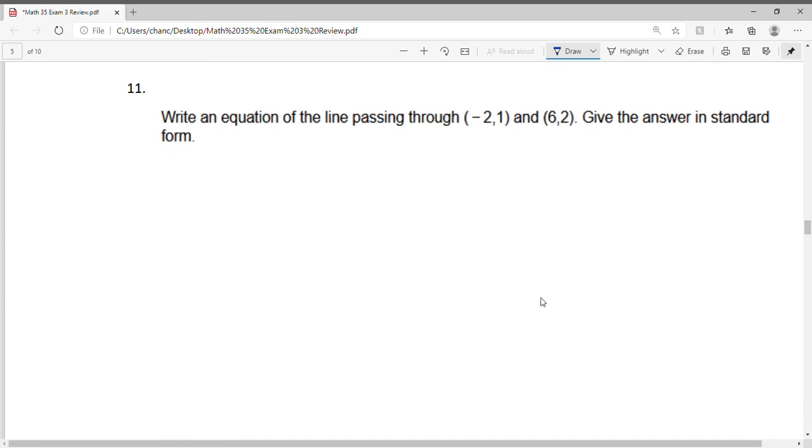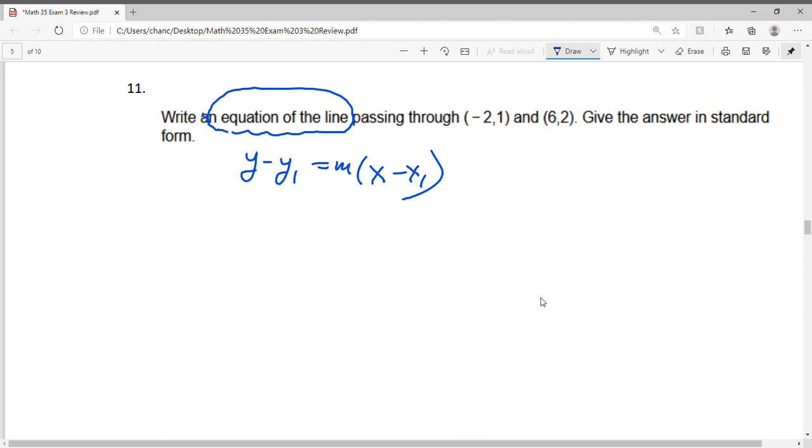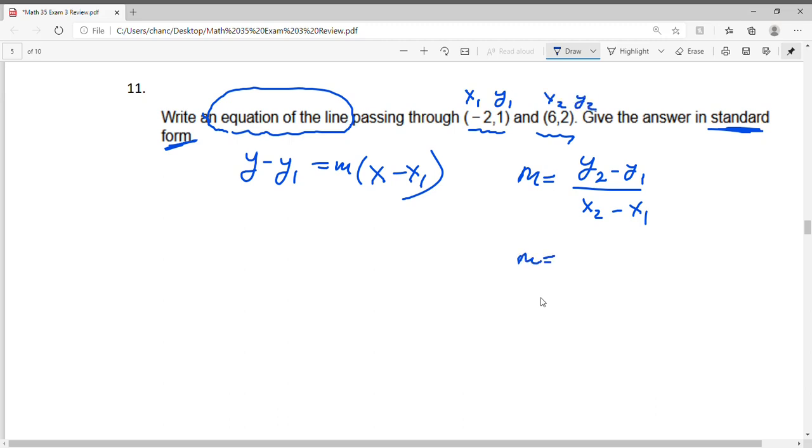Question 11, write an equation of a line. Again, I'm going to use the formula y minus y1 equals m times x minus x1 every single time I hear that phrase, find an equation of a line. Now we have 2 points here, negative 2 comma 1 and 6 comma 2. We want our solution to be in standard form, but we need to find the slope first. In order to find the slope, let's use the formula m equals y2 minus y1 over x2 minus x1. I'll label this as x1, y1, x2, y2, and we'll plug in the numbers.